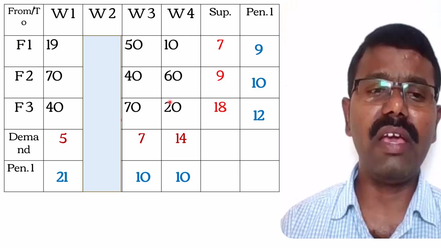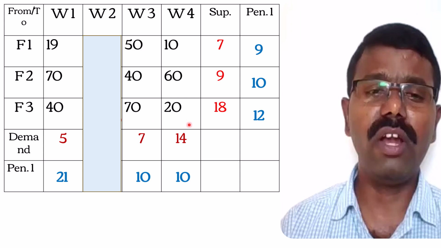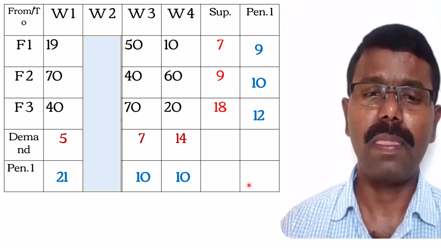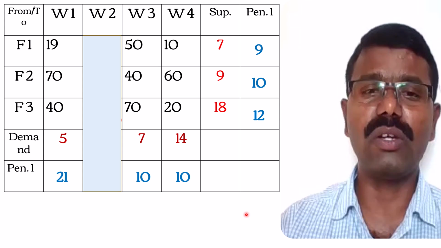Then for the remaining cost matrix, you need to again calculate the penalties. Let us say this penalty is called penalty 2.